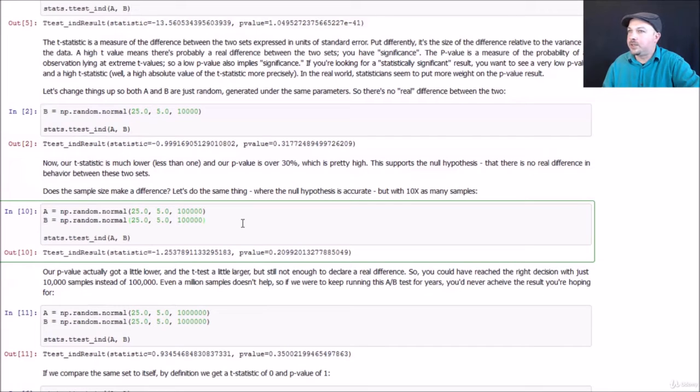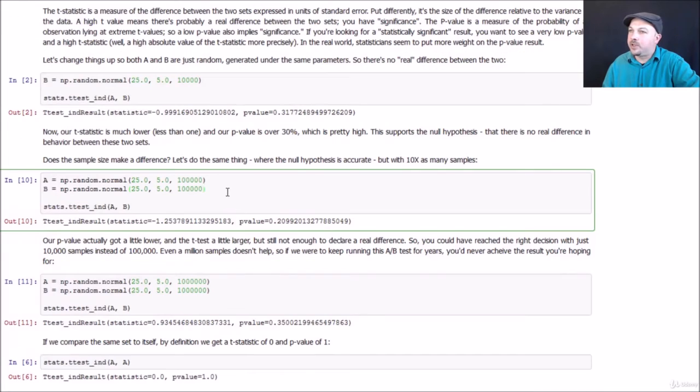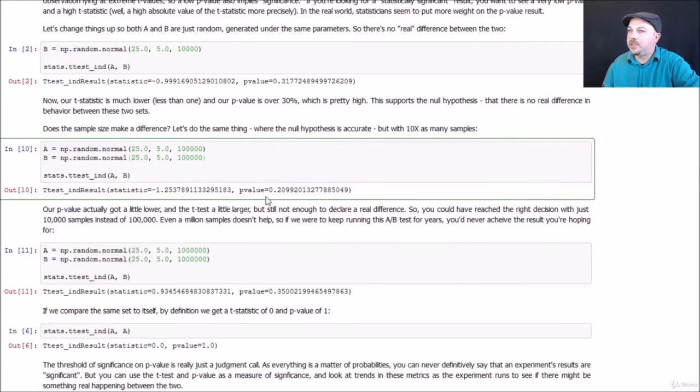Let's do some changes here. And again, we're creating these sets under the same conditions. Let's see if we actually get a difference in behavior by increasing the sample size. So we're going to go from 10,000 to 100,000 samples. You can see here that actually the p-value got a little bit lower and the t-statistic a little bit larger, but it's still not enough to declare a real difference. It's actually going in the direction you wouldn't expect it to go, right? Kind of interesting, but there's still high values.